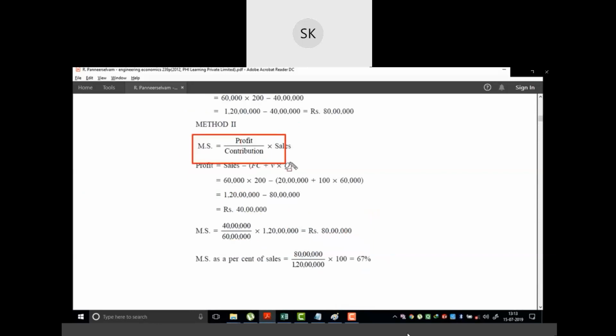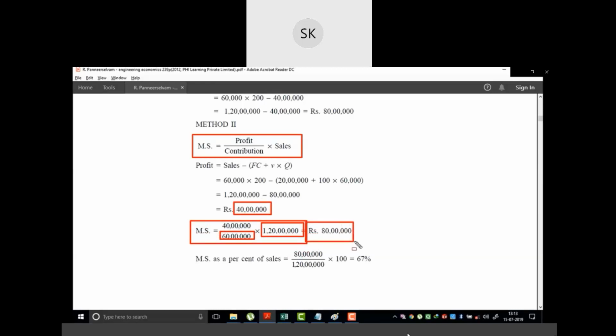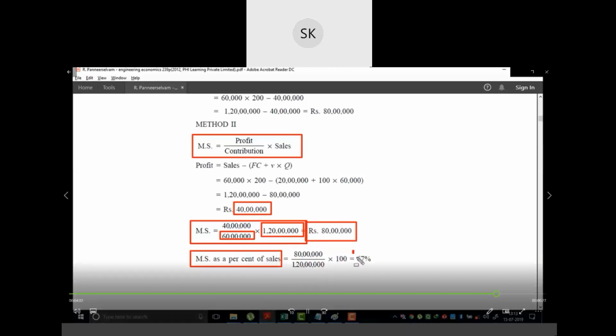Now we know that margin of safety is equal to profit upon contribution into sales. So profit is equal to 40 lakhs, contribution is equal to 60 lakhs and total sale is equal to 120 lakhs. So margin of safety becomes 40 lakhs upon 60 lakhs into 120 lakhs, which is equal to 80 lakh rupees. So in terms of percentage of sales, margin of safety upon total sales is equal to 80 lakhs upon 120 lakhs, which is equal to 67%. So margin of safety in terms of sales percentage is equal to 67%.